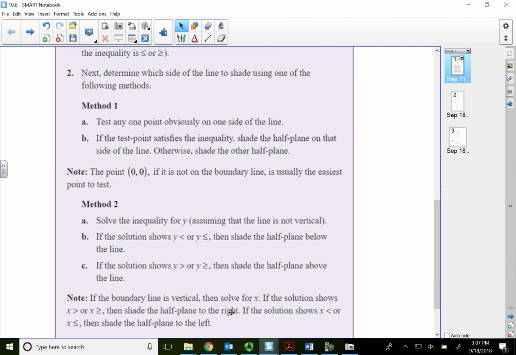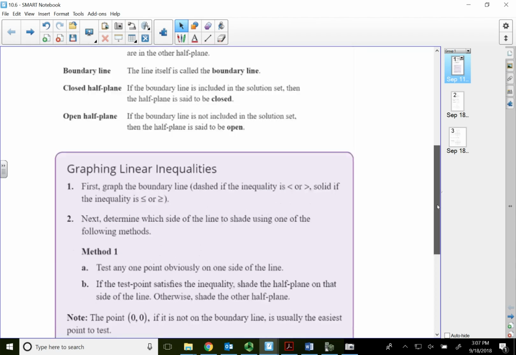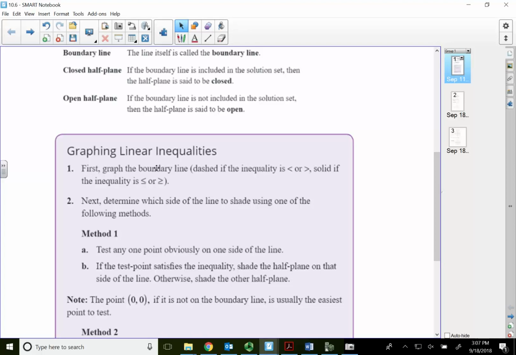So here is a procedure. Let's go over this real quick. When graphing linear inequalities, first graph the boundary line: dashed if the inequality is less than or greater than, with no equal to. Solid means my plane is closed. Use a solid line if it is greater than or equal to, or less than or equal to.